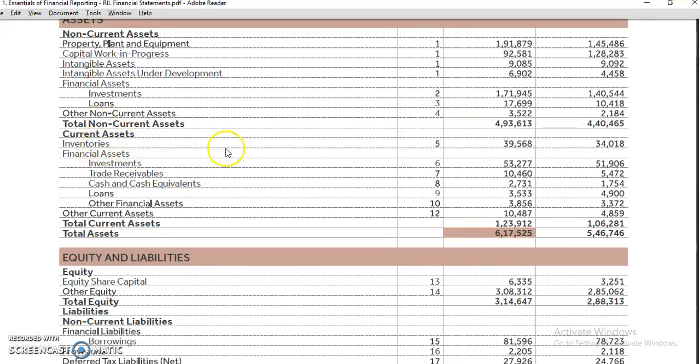Then you have the next section, current assets. Current assets means the assets which are going to be used or consumed within the next 12 months. Inventories means your capital stock, your raw material, your finished goods, which are going to be sold in a couple of months, or are usually held for sale. Financial assets means short-term investments. The company has made short-term investments as well. They have receivables of $10,000. They have cash of $2,700. They have given short-term loans, other financial assets, and then there are some other current assets.